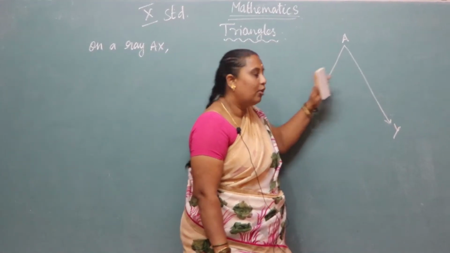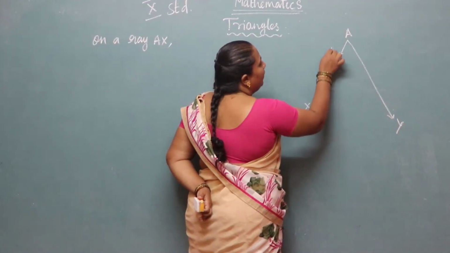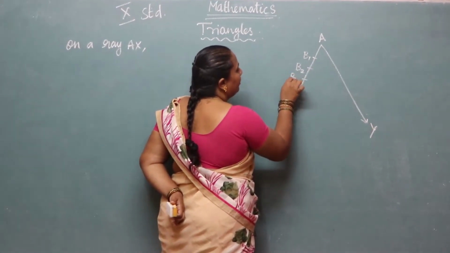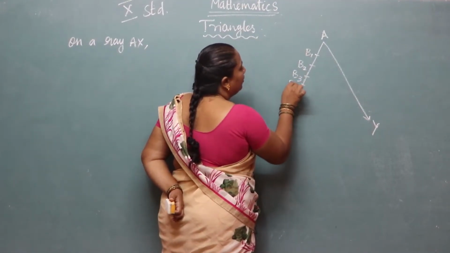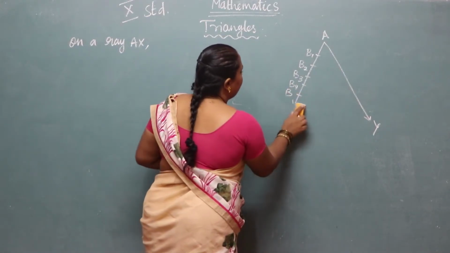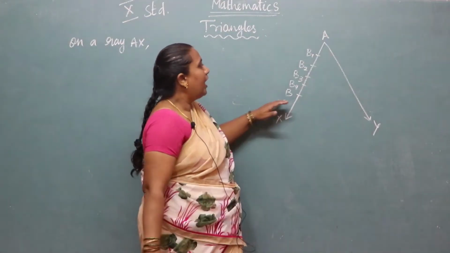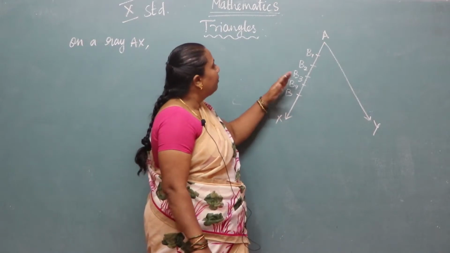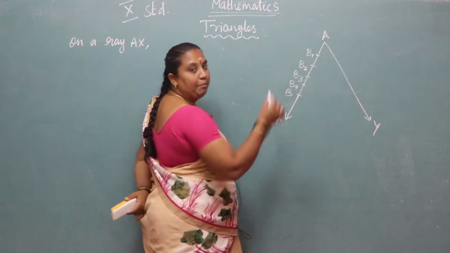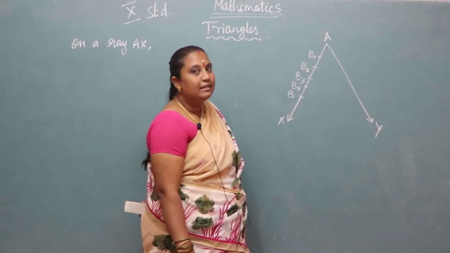We can draw points on this. What are the points we are drawing here? B1, B2, B3, B4 and B. Shall we extend this like this? Now we have the points on the ray: B1, B2, B3, B4 and B. All the points are at equal distance.